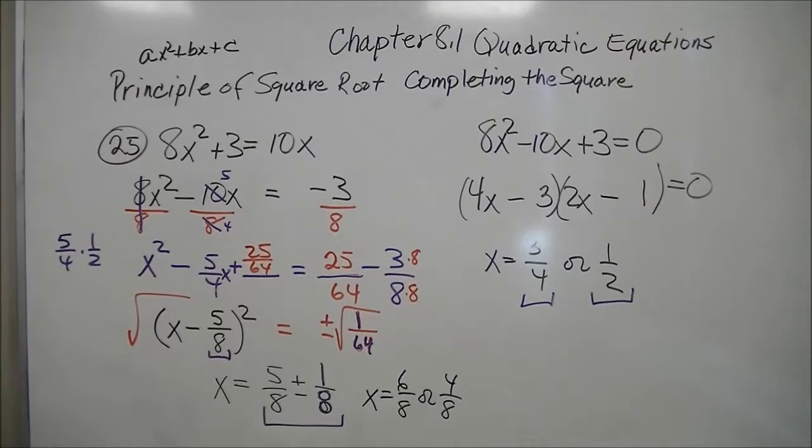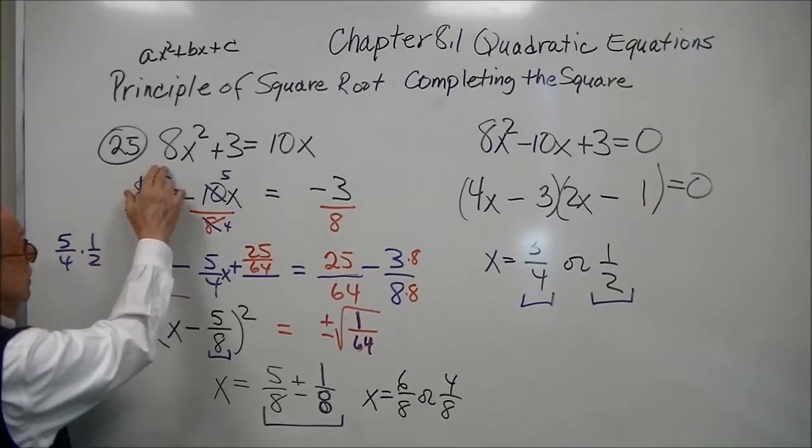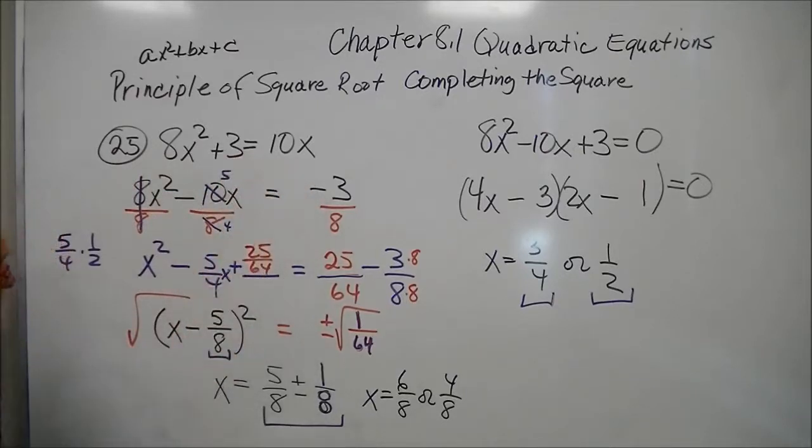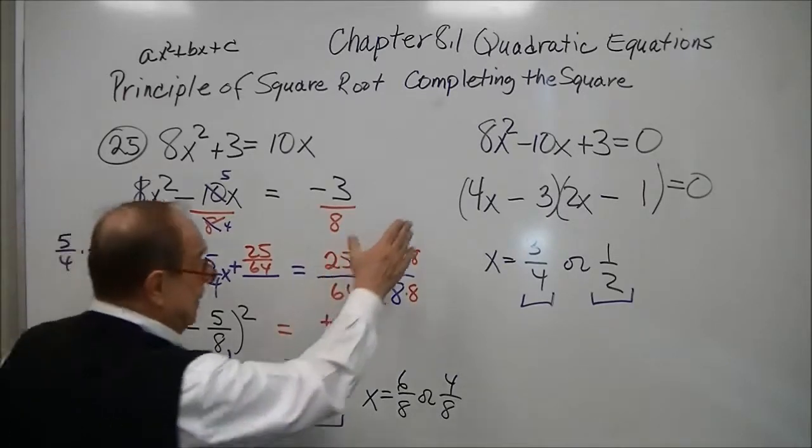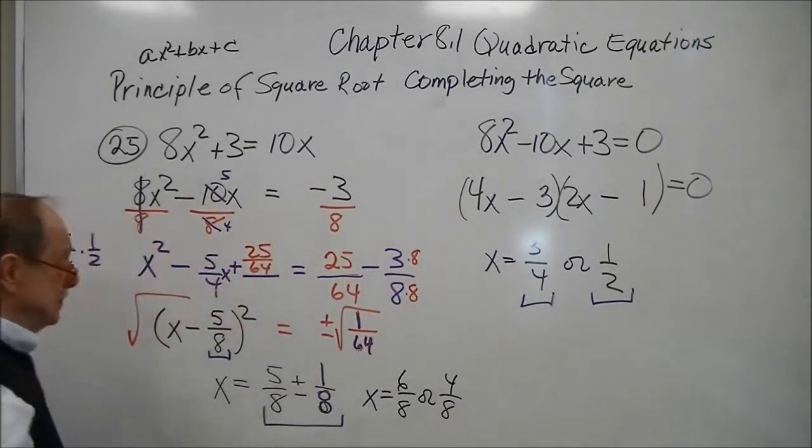So it can be done. If a is not a 1, you could do it this way. But again, there's other easier ways to do it. In this case, factoring would have been a lot easier.